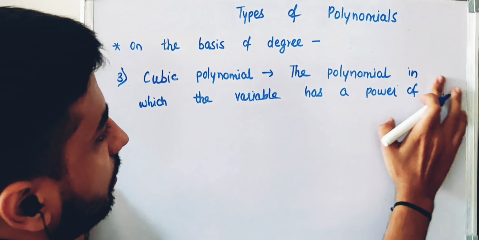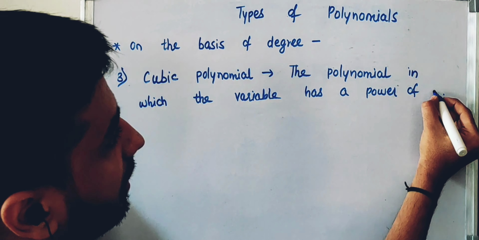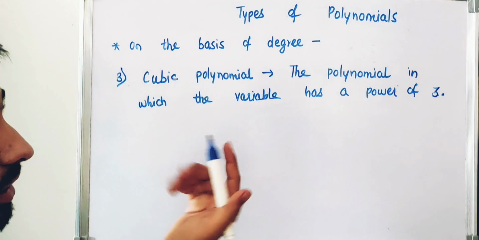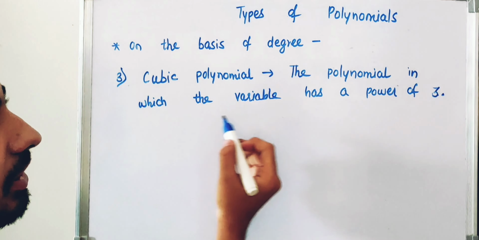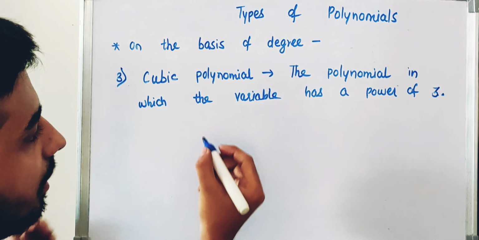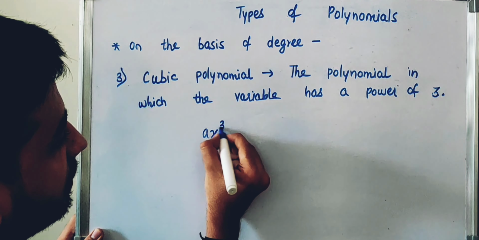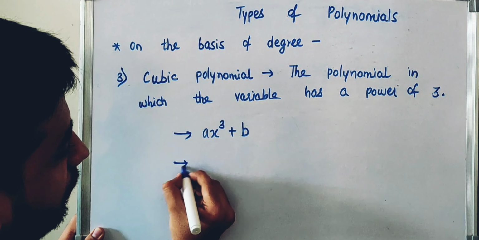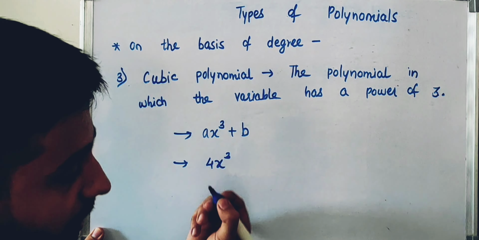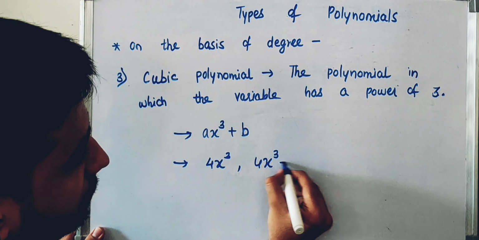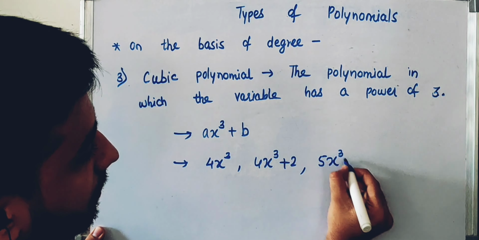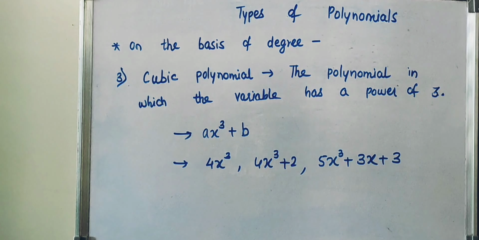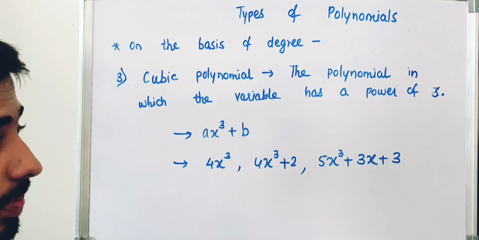Cubic polynomial: the polynomial in which the variable has a power of 3. Cubic, the word itself defines cube. Cube means power of 3. The polynomial in which the variable has a power of 3 is known as cubic polynomial. For example, ax cube plus b, or 4x cube plus 2, 5x cube plus 3x plus 3.